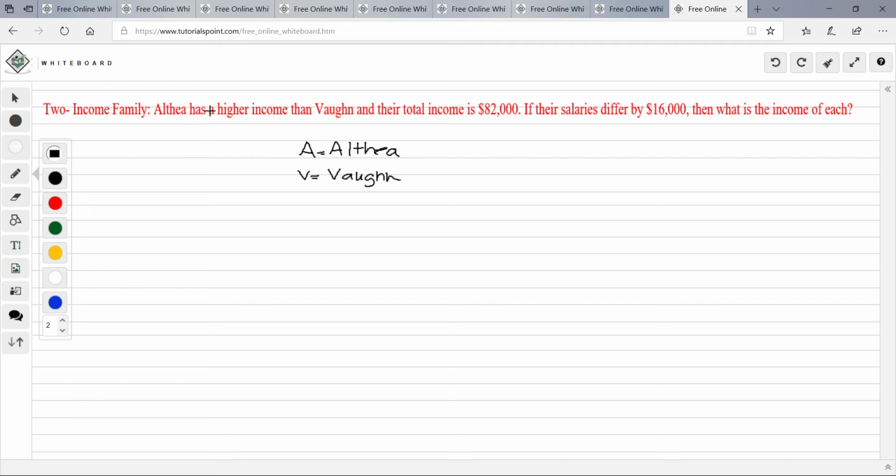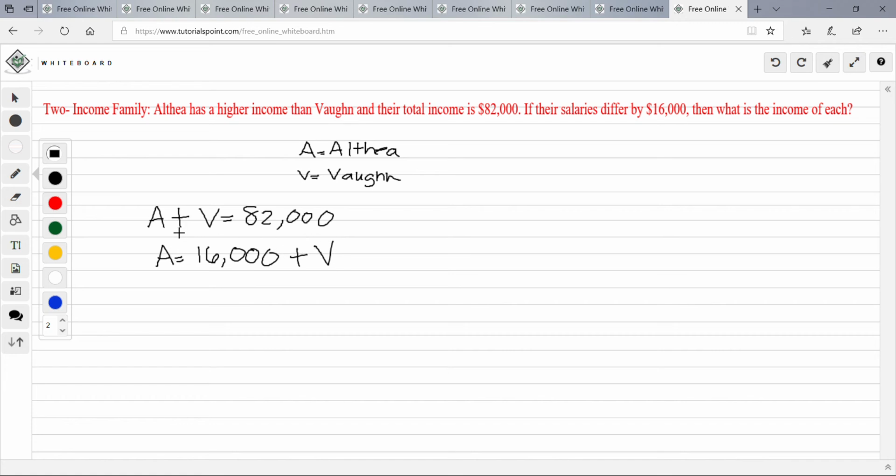So they said that their total income is 82,000. So we can say A plus V is 82,000. Good. Now we just need another one, and it says their salaries differ by 16,000. It also says Altia has a higher income. So we could say Altia made 16,000 more than Vaughn. So that's how you say 16,000 more than Vaughn, 16,000 plus V.